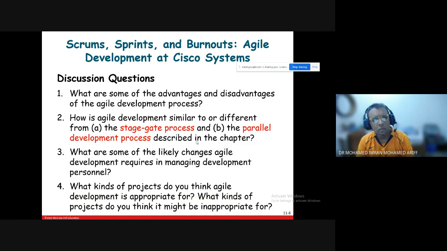Alright, so before we continue, we need to understand the stage gate process and the parallel development process. We are going to cover these in the later slides. So you need to understand some advantages and disadvantages of using agile development, which is easy to understand. And what is the stage gate process? We're going to cover it shortly, and the parallel development process as well.